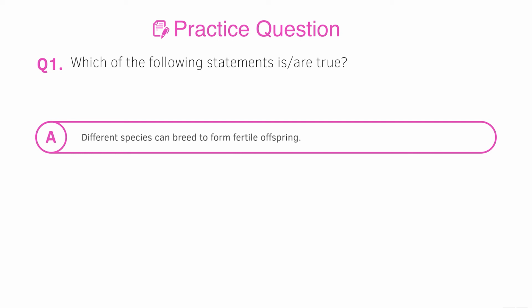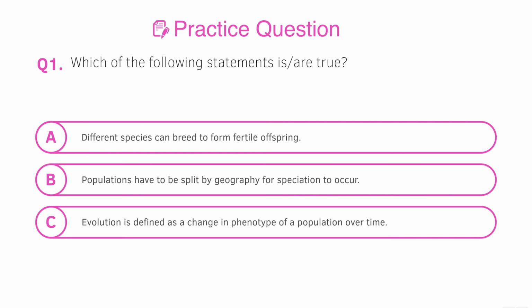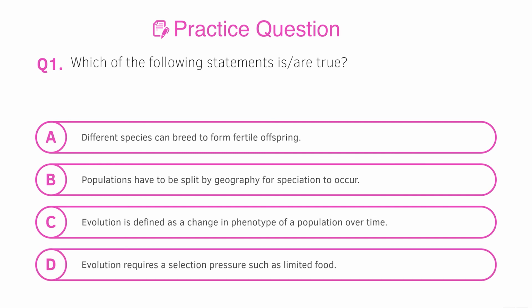Now let's have a look at some practice questions. So a few of these statements are either true or false. So if we go through them first, and I'll pause the video, and then you can take some time to try and figure it out for yourself, and then we'll go through the answers. So A, different species can breed to form fertile offspring. B, populations have to be split by geography for speciation to occur. C, evolution is defined as a change in phenotype of a population over time. And D, evolution requires a selection pressure such as limited food. So I'll give you a few minutes here, or why don't you pause the video and restart it when you're ready to go through the answers.